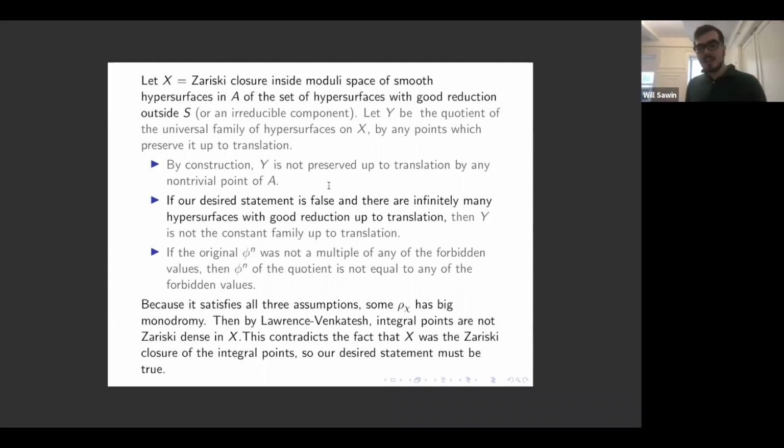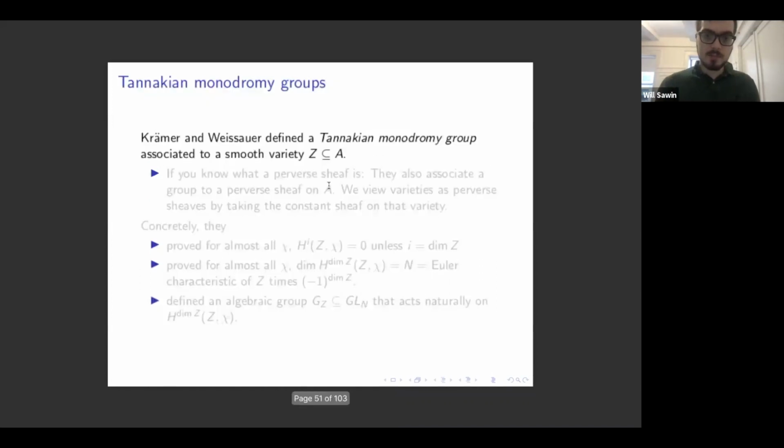So I want to talk next about how this big monodromy statement is actually proven. And so the next part of the talk will be more algebraic geometry. We won't work entirely number theoretically. And at the end, if there's time, I'll talk about the Lawrence-Venkatesh method and how we use big monodromy to get a non-density statement.